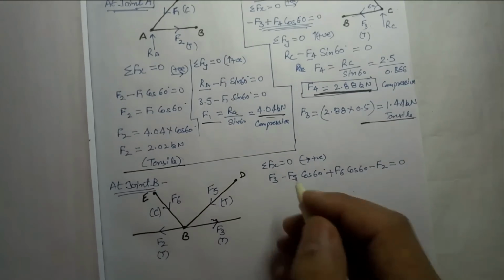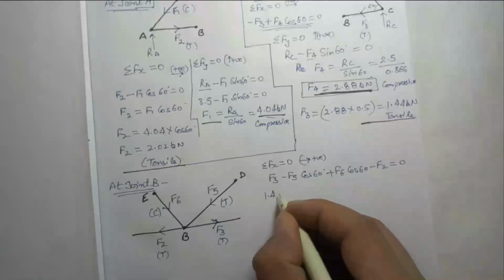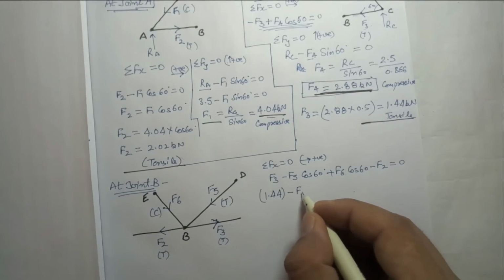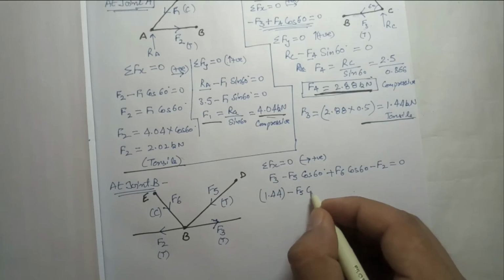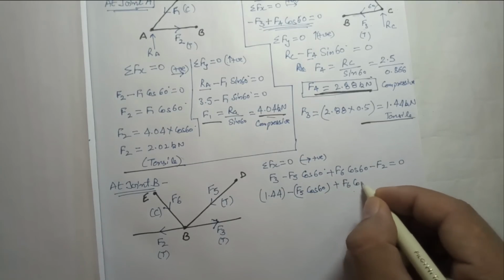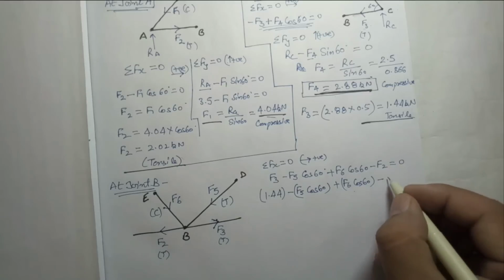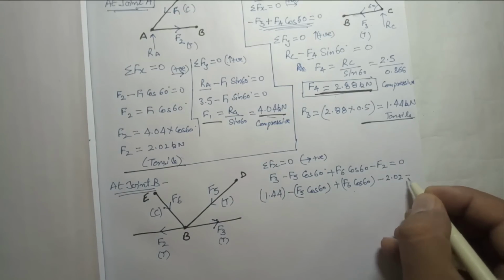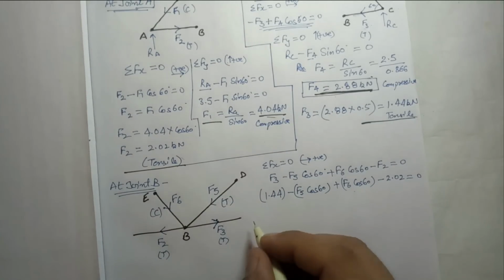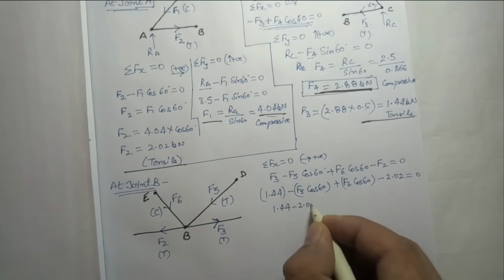Now we will fill the values. We know the F3 is 1.44, minus F5 we don't know, F5 cos 60 we know the value but we will fill later on, plus F6 we don't know, F2 we know the value of F2, we have calculated, that is 2.02, that is equal to 0. So when I sort this out, this is 1.44 minus 2.02.